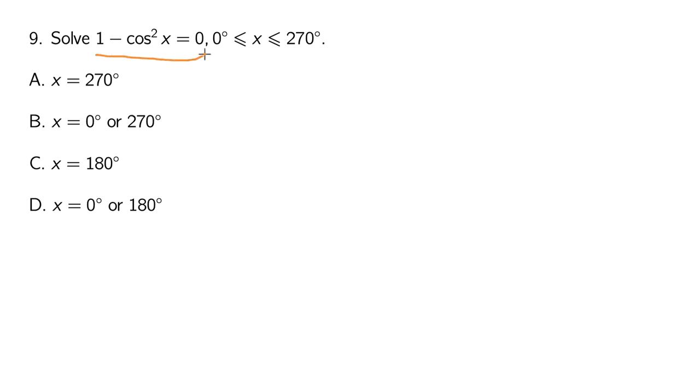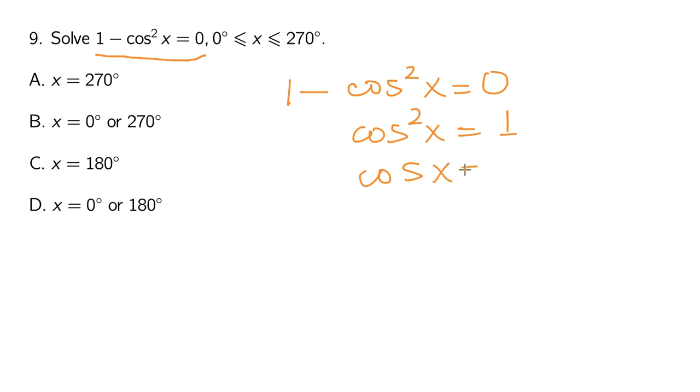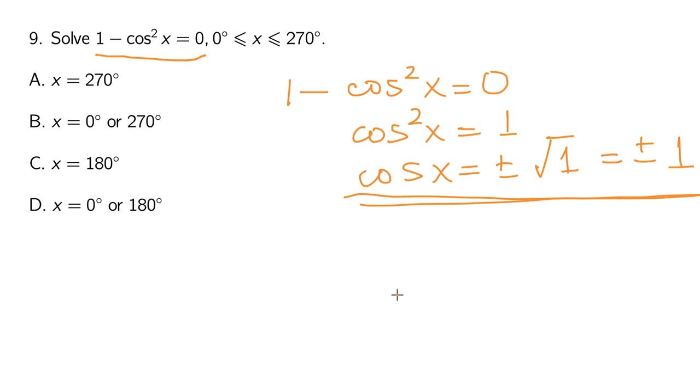1 minus cos squared x equals 0, and x is between 0 degrees and 270 degrees. 1 minus cosine squared x equals 0. That means that cosine squared x equals 1. And that means that cos x equals plus or minus square root of 1, which is the same as plus or minus 1. So if cos x equals plus or minus 1, it means that it's equal to plus 1 or minus 1.